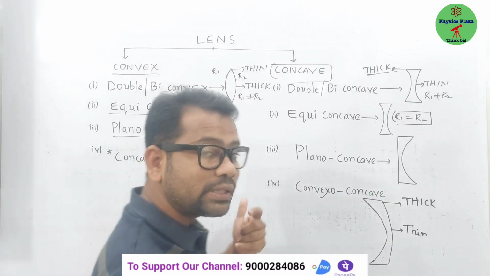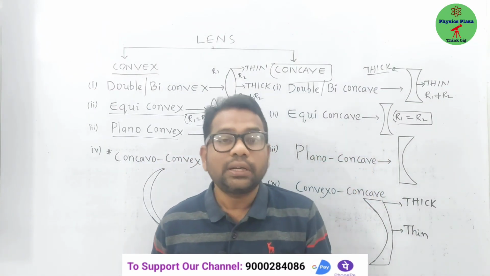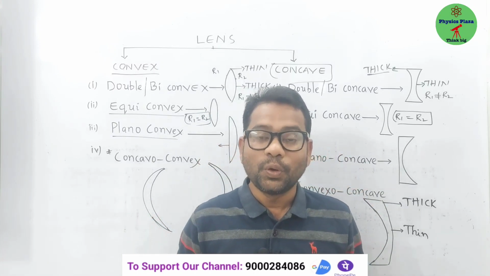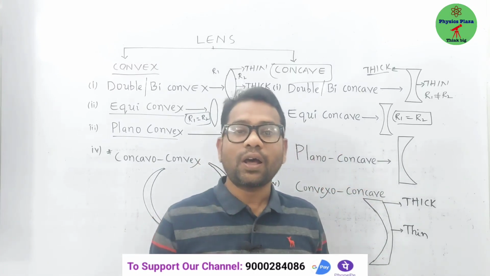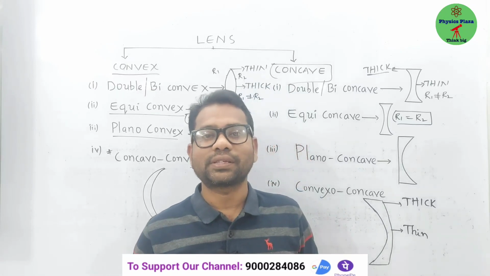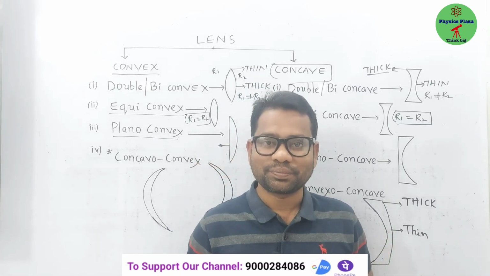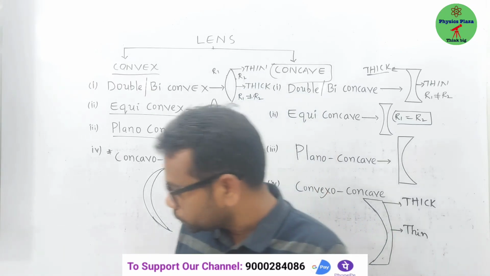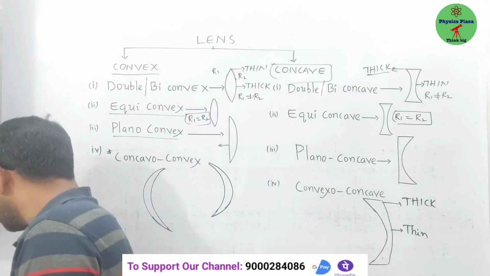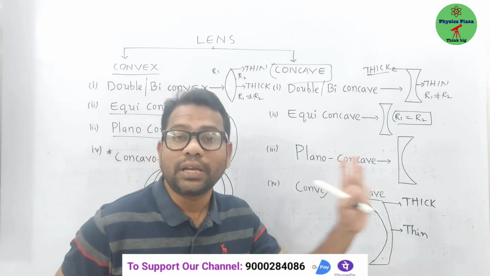Still, one second, let us recall. What is a lens? A transparent refracting medium with either one or two spherical surfaces is called a lens. Is it clear? Fine. Now we'll try to discuss the terms related to the lens.